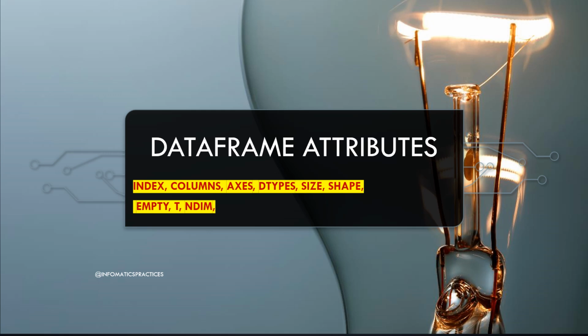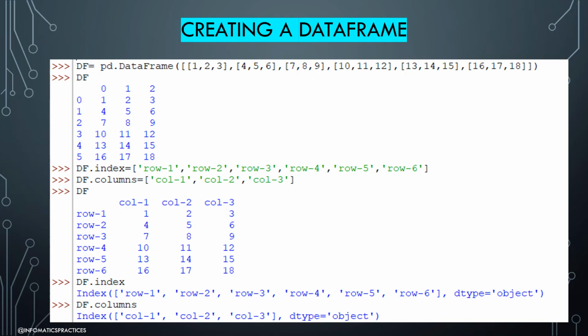So today we are looking at the data frame attributes like index, columns, axes, data types, size, shape, empty, and so on. First of all, we are creating a data frame through a nested list. I have a list in which there are 6 other lists containing values from 1 to 18, 3 values in each. Now when I print the df, I can see that there are 0, 1, 2, 3, 4, 5 row indexes. That means 6 rows are created, and 0, 1, 2 is the column index. That means 3 columns are created.